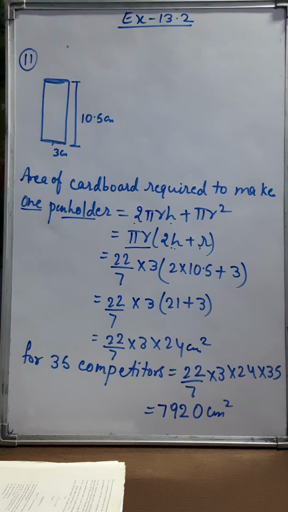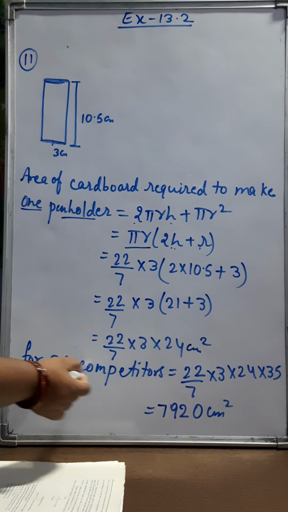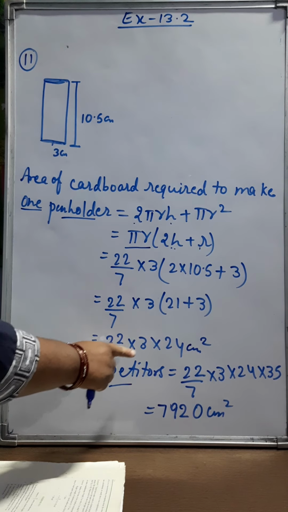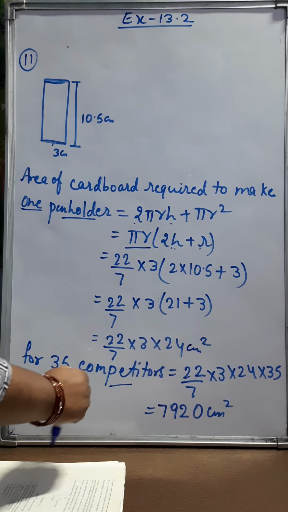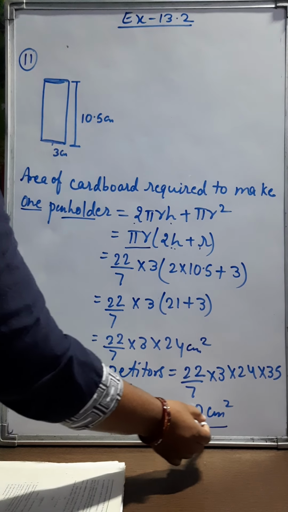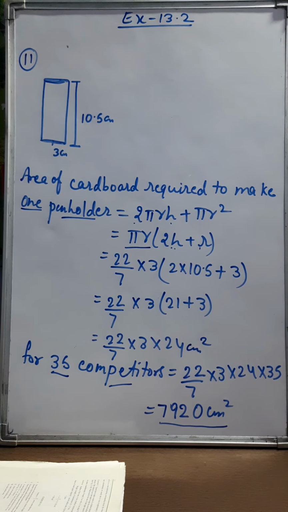But here in this school, there are 35 competitors. So we need 35 pen holders has to be made. So area of cardboard required for 35 competitors will be 22 by 7 into 3 into 24 into 35, which is giving you 7920 centimeter square of cardboard is required for 35 competitors. So students, in this way exercise 13.2 is over.